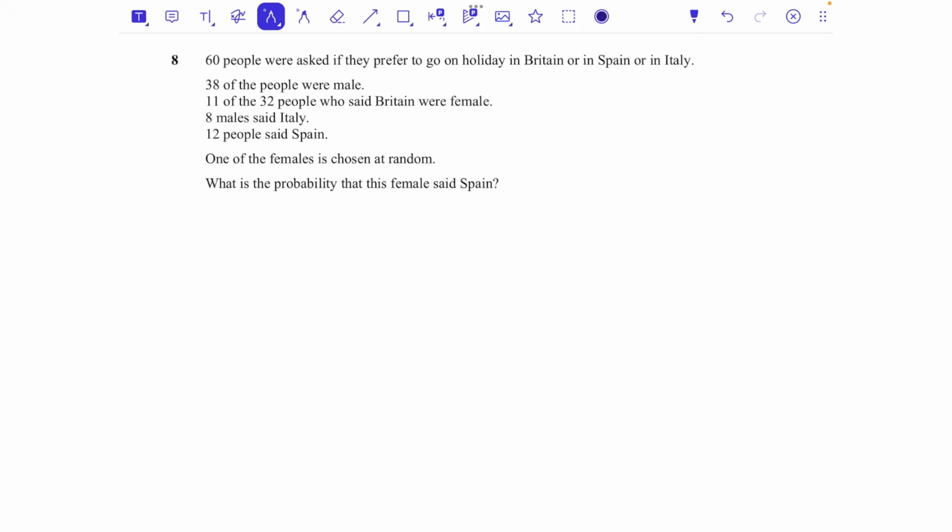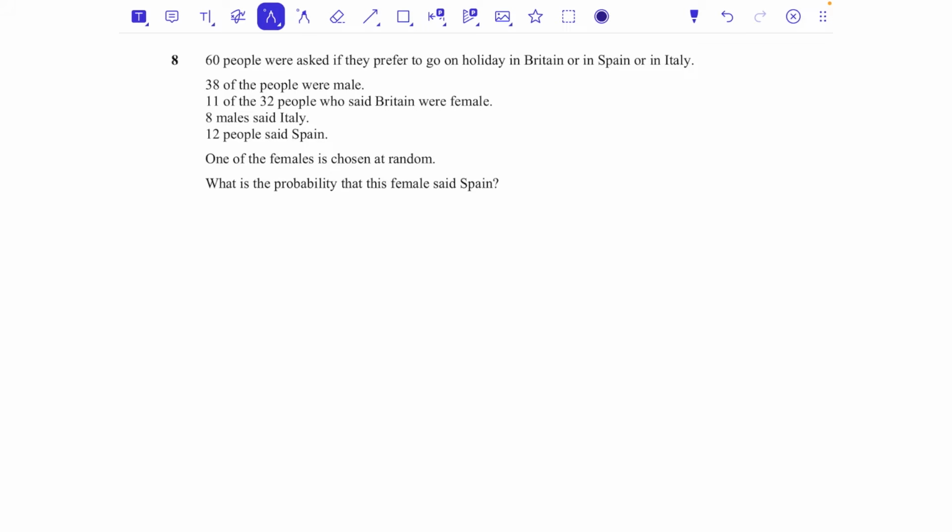Okay, question number 8. 60 people were asked if they prefer to go on holiday in Britain or in Spain or in Italy. 38 of the people were male. 11 of the 32 people who said Britain were female. 8 males said Italy. Right, before we do this, this is giving me two vibes to this question.